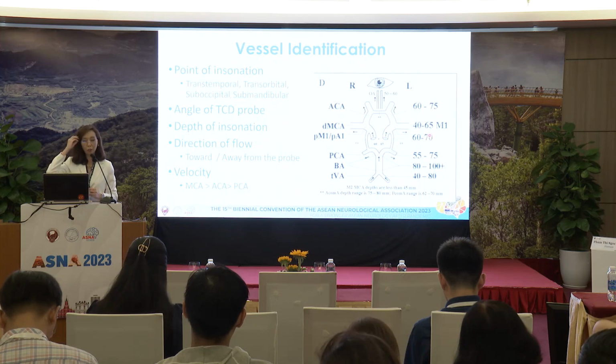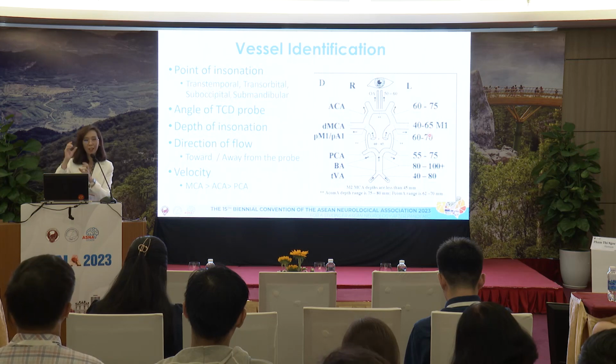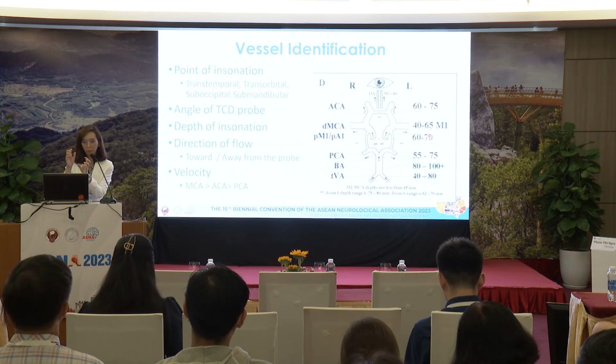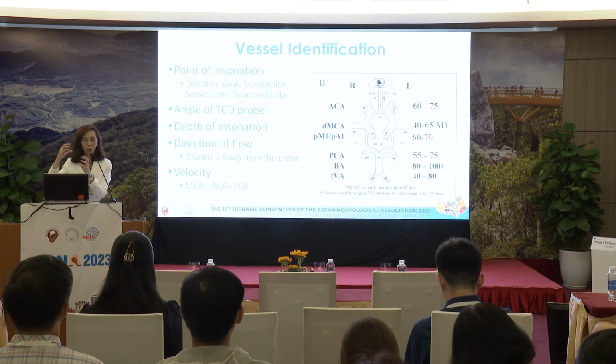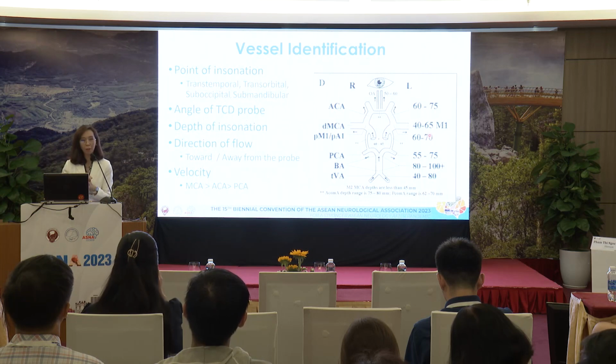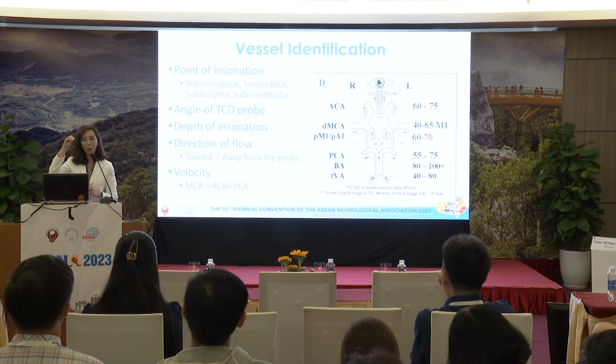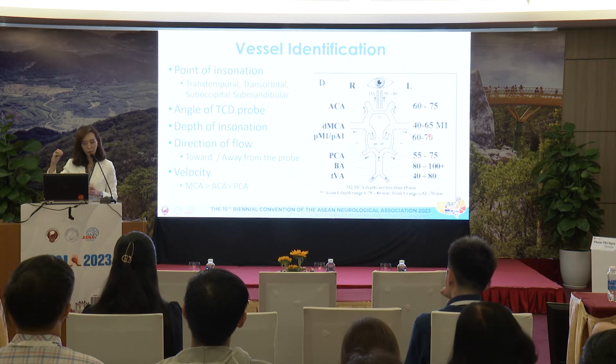Because it's blind, you just put the probe on and try to change the depth of the insonation. When you want to find the middle cerebral artery, usually you start off with about 50 millimeters, and then you move the probe around a little bit to find the artery, and then you know where it is, and you try to follow the artery. So the depth would define your artery as well.